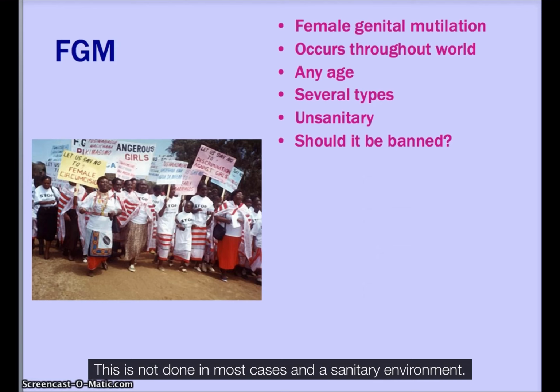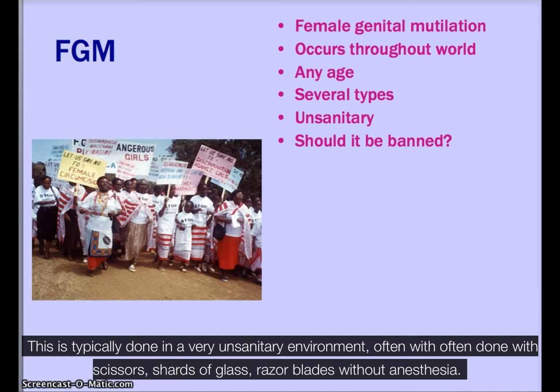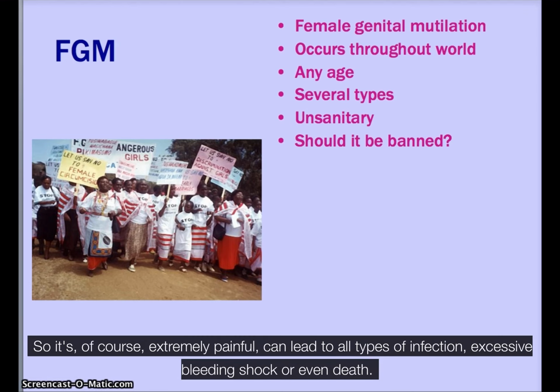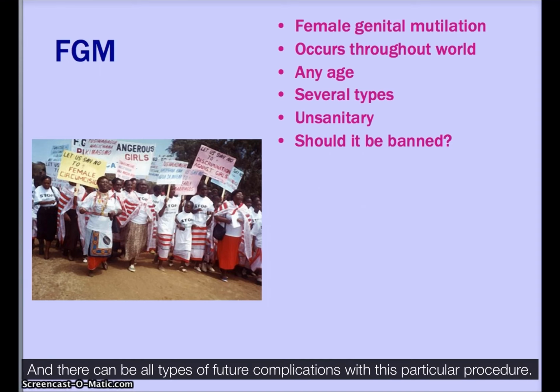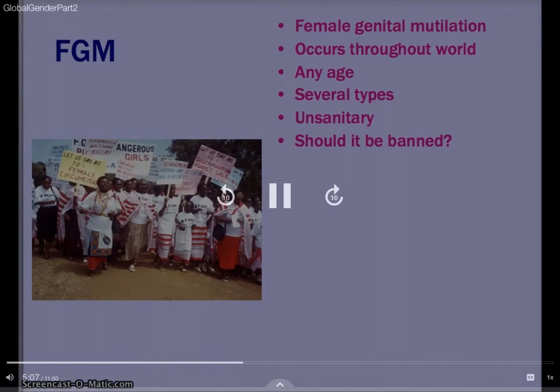This is not done in most cases in a sanitary environment. This is typically done in a very unsanitary environment, often done with scissors, shards of glass, razor blades, without anesthesia. So it's of course extremely painful. Can lead to all types of infection, excessive bleeding, shock, or even death. And there can be all types of future complications with this particular procedure. The question becomes then, should it be banned?